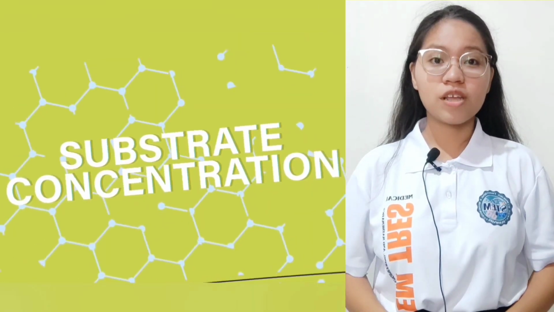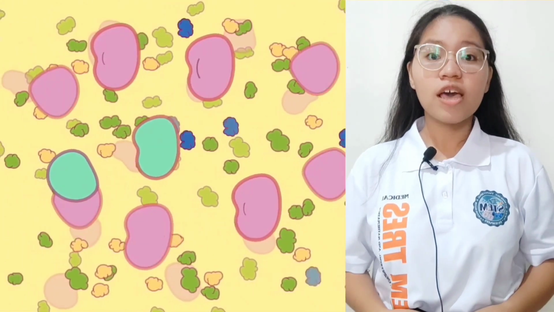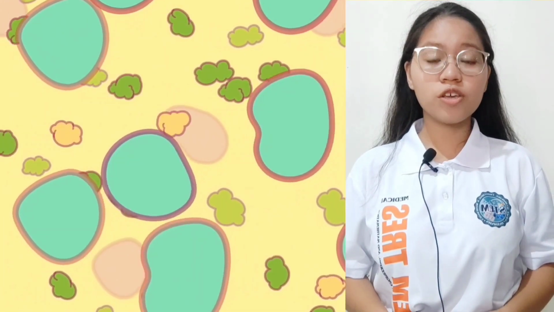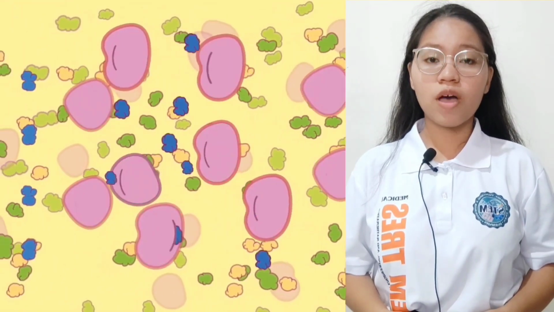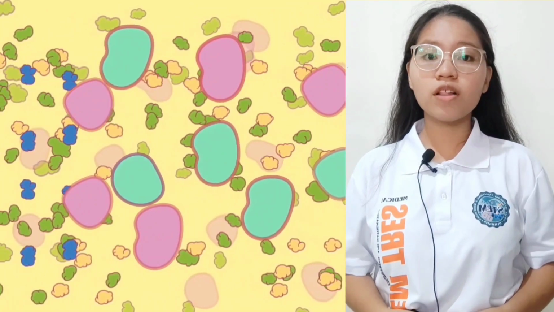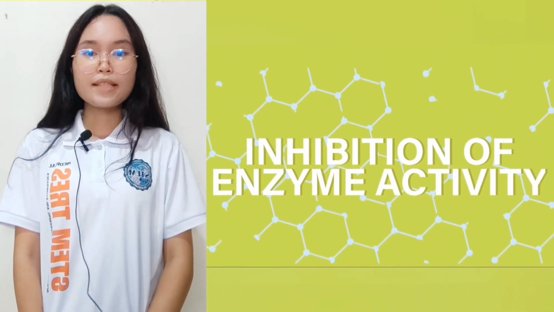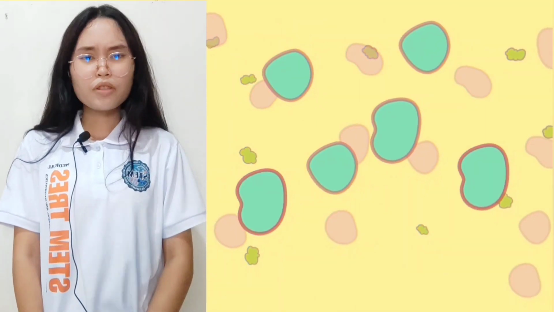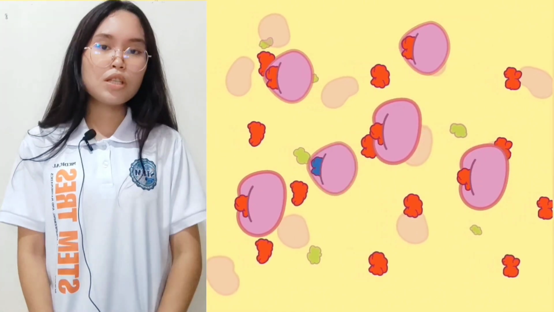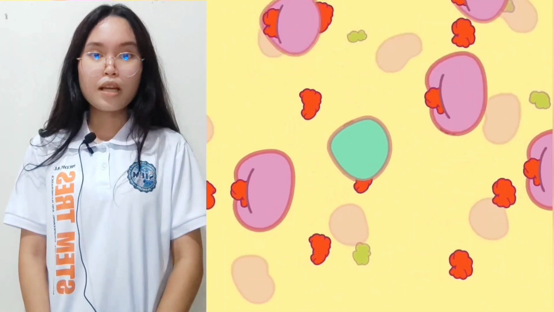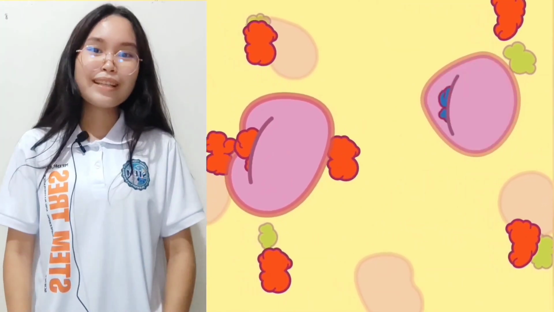Substrate concentration. Increasing substrate concentration increases the rate of reaction. This is because more substrate molecules will be colliding with enzyme molecules, so more product will be formed. But again, this effect is valid up to a certain concentration. Inhibition of enzyme activity. Some substances called inhibitors reduce or even stop the activity of enzymes in biochemical reactions. They either block or distort the active site, thus inhibiting the reaction.